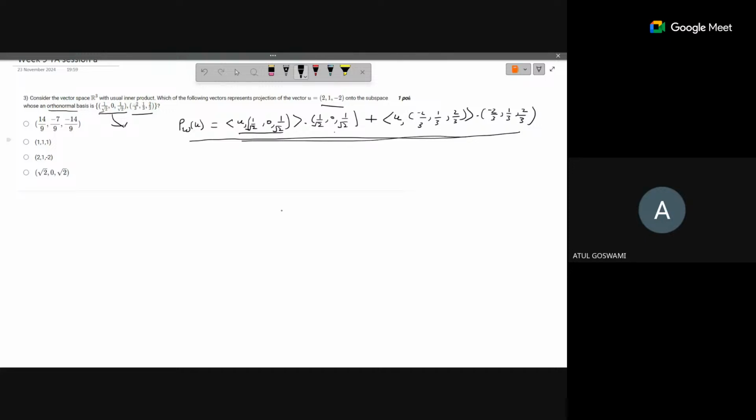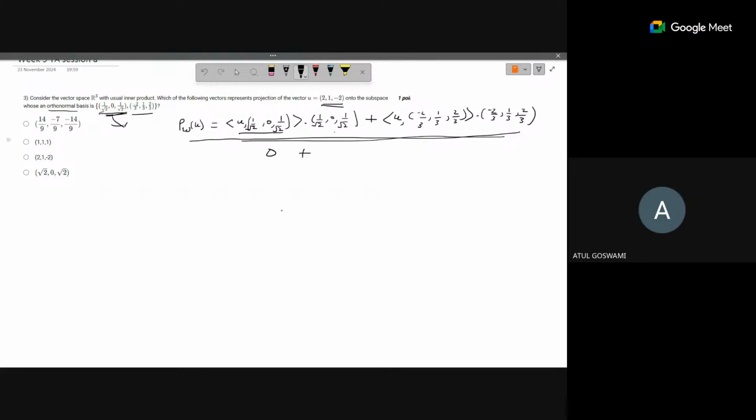Because we already have the expression, we just have to put the values. So first, we take the inner product or the dot product of this u with the first vector. So it will be 2 upon root 2 times 2 upon root 2, plus 0, and then minus 2 upon root 2. Basically, it will be 0, right? So the inner product is 0, and 0 times anything is 0. So the first one is 0.